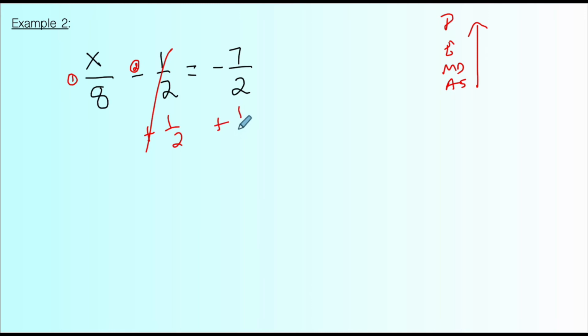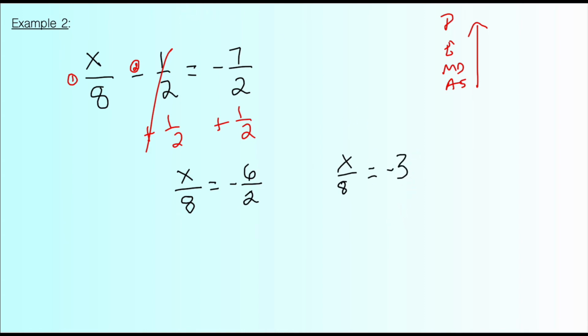And so I'm going to add on this side as well. On the left-hand side of my equation, I'm left with x divided by 8. And on the right-hand side of the equation, negative 7 plus 1 is negative 6 over 2. Negative 6 over 2 is the same thing as negative 3 if you were to just simplify that. So maybe I'll actually just rewrite this. x over 8 is equal to negative 3.